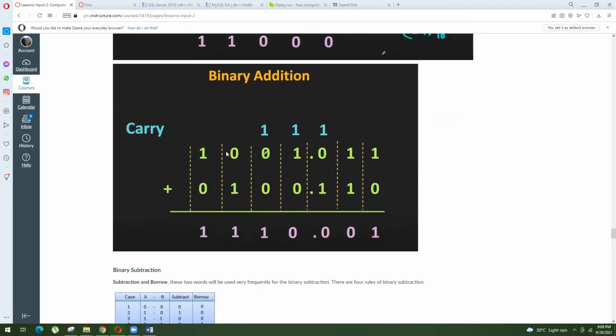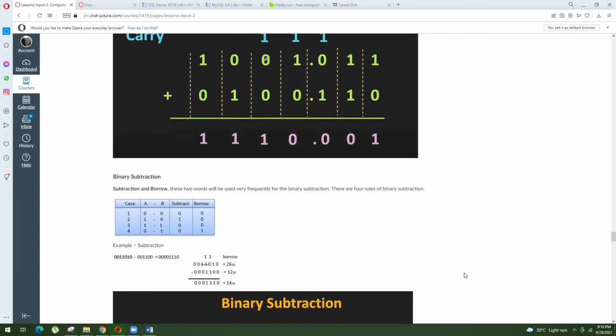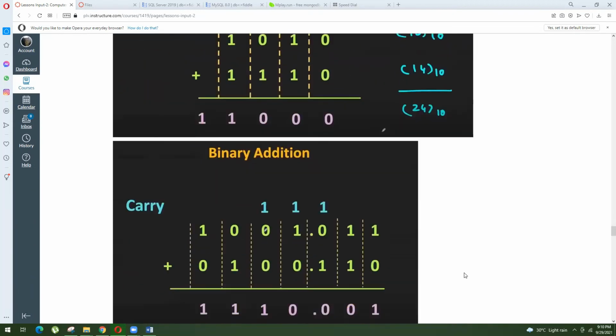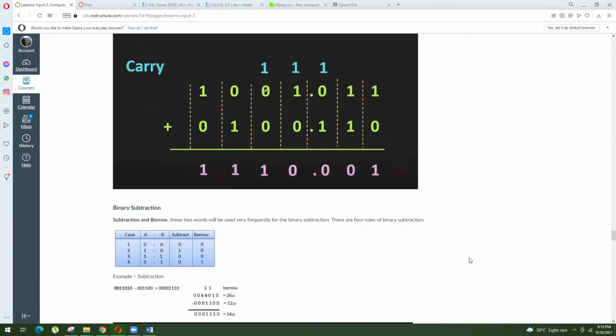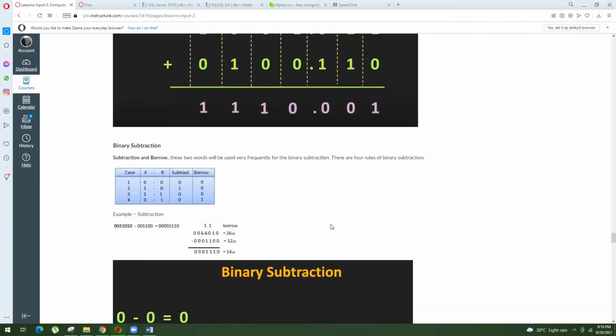Okay. How do we do that for decimal places? Same principle applies. 1 plus 0 is 1. 1 plus 1 is 0, carry 1. 1 plus 1 is 0, carry 1. 1 plus 1 is 0, carry 1. 1 plus 0 plus 0 is 1. 0 plus 1 is 1. 1 plus 0 is 1. Okay, so I hope that is clear. If not, there are other links that I have provided with regards to binary addition and subtraction.